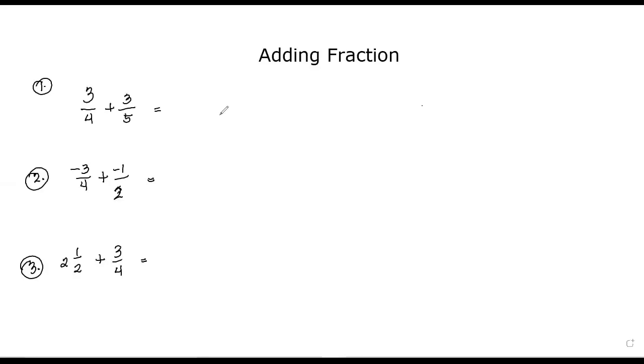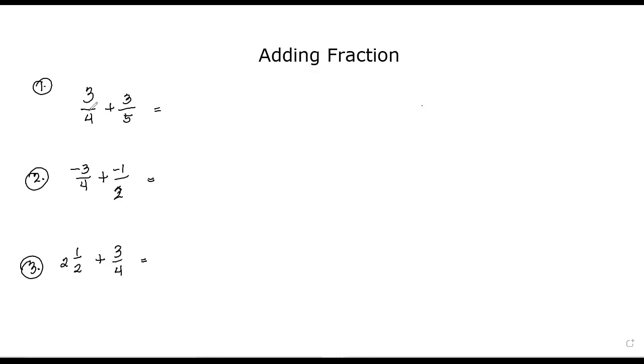Okay, our topic for today is all about adding fractions. In adding fractions, we need to consider the denominator. If we're going to add a fraction, dapat the denominator is the same. When I say the same, dapat if this is 4, the second fraction must be 4 din po. Okay? So the denominator must be the same.